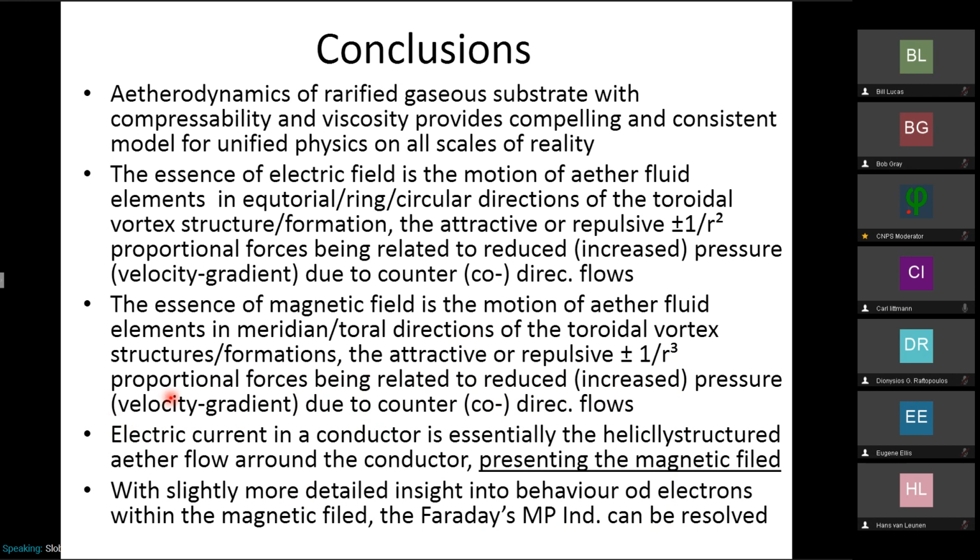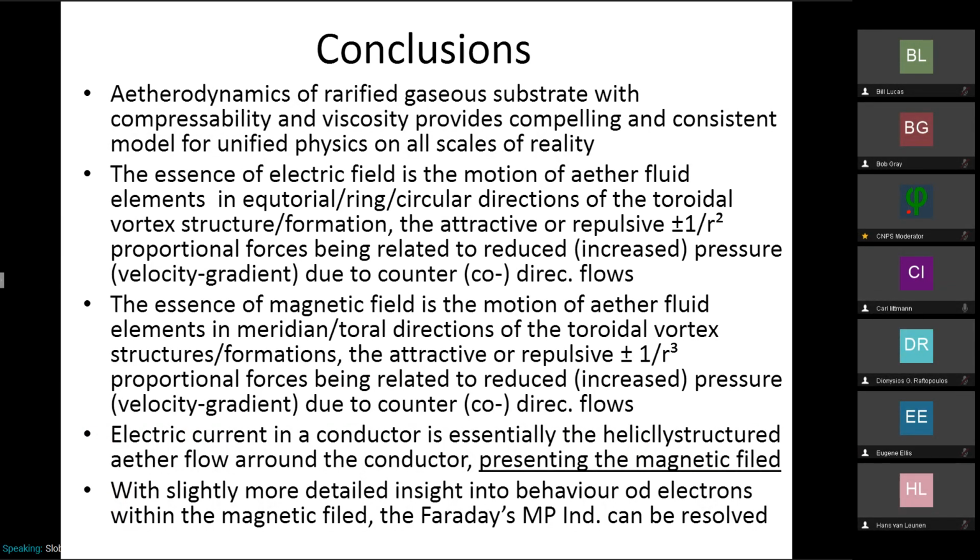So one very important thing here: electric current in a conductor is essentially the helically structured ether flow around the conductor, presenting actually the magnetic field. And with slightly more detailed insight into the behavior of electrons with the magnetic field, and maybe some other insights, it's very likely that a consistent and compelling resolution of the Faraday monopolar induction mechanism could be provided.